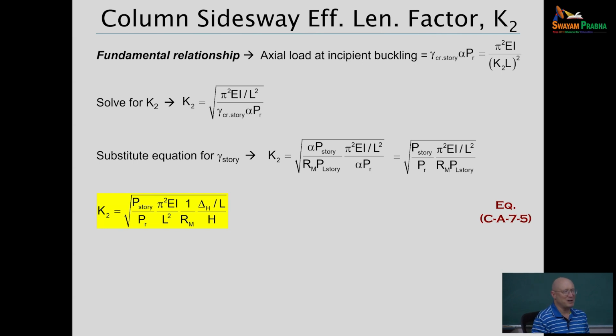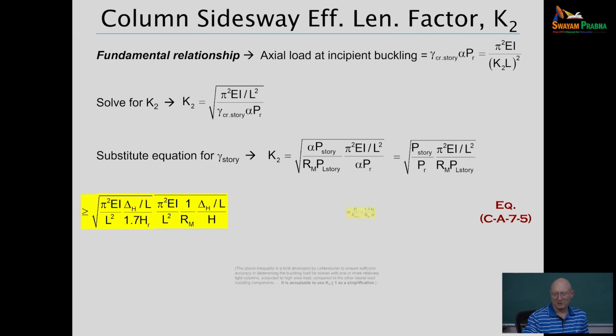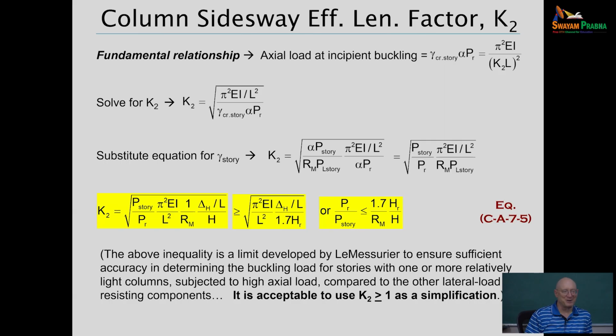Now, this derivation has its limitations, and we'll explore those a little bit with one of the frames tomorrow. You can have a situation where you start having a light column that's getting a small effective length factor. It may be erroneous because of the approximations with dealing with small delta in this derivation. And so what Lemessurier did is he did a whole bunch of parametric studies and then came up with an inequality to restrict how low your K2 value for a really lightweight column can be. Now, many engineers will simply say, oh, it's a sway frame, just design everything at no less than K equals 1. And I find that to be an acceptable approximation.